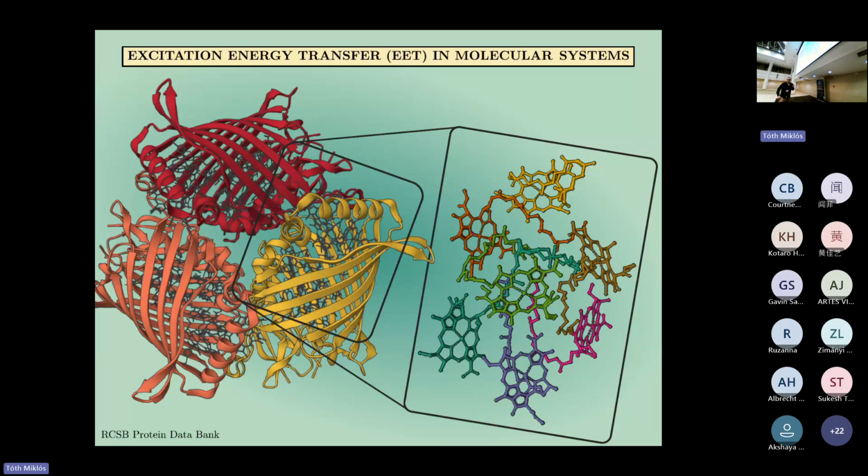And now let us go to a very specific case. Let us consider excitation energy transfer in molecular systems. Here you can see the FMO complex, which is a trimeric unit. Each of these monomers contains 8 pigments, but usually in experiments, if this monomer is isolated, one pigment is lost. So there are 7 pigments if we want to compare with experimental results.